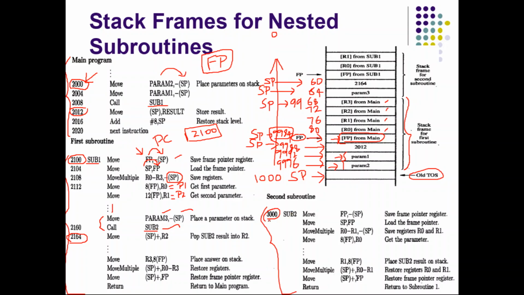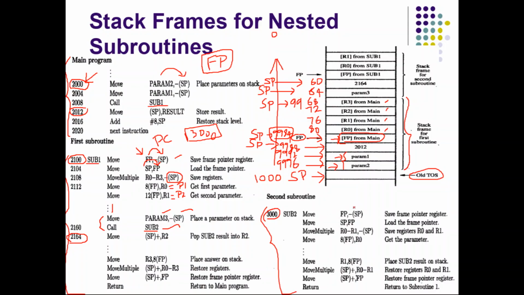What is subroutine 2's address? 3000. So PC will be updated with 3000. Whatever is in PC will be the next instruction that will be executed. So now which instruction will execute? This will execute. Again you can see the first instruction.